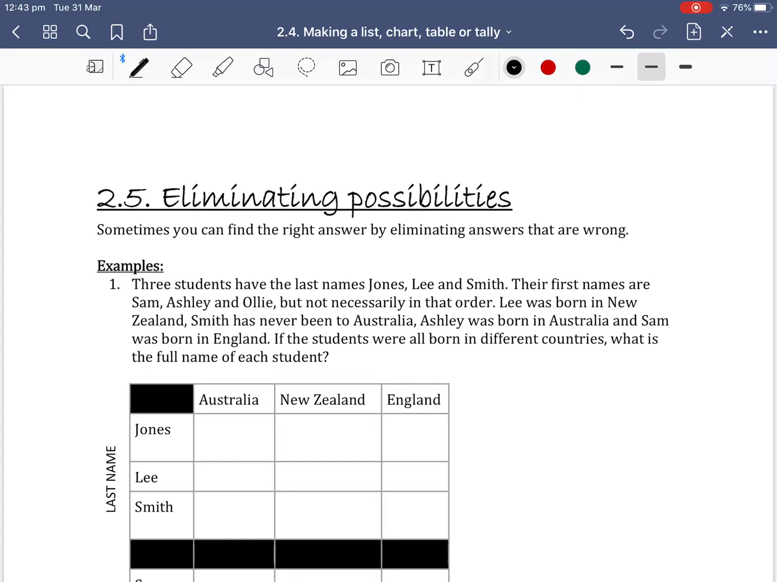Today we're continuing on with the topic of working mathematically and we're doing the sixth exercise, eliminating possibilities. Sometimes you can find the right answer by eliminating answers that are wrong. So what we're going to do today is look at this example and work out how we can eliminate answers that are wrong to find the correct answer.